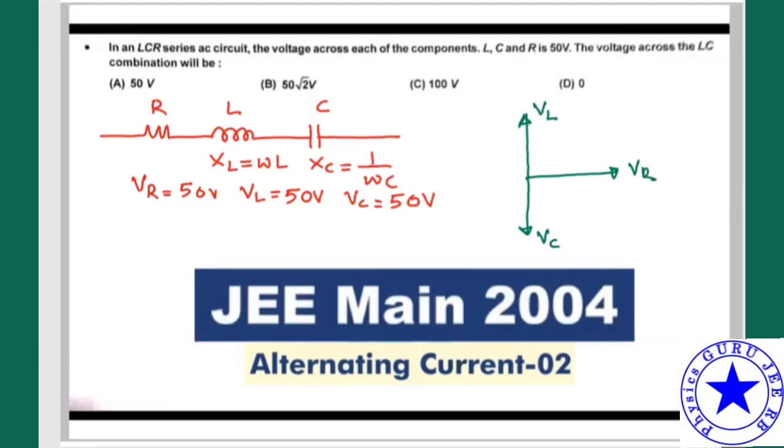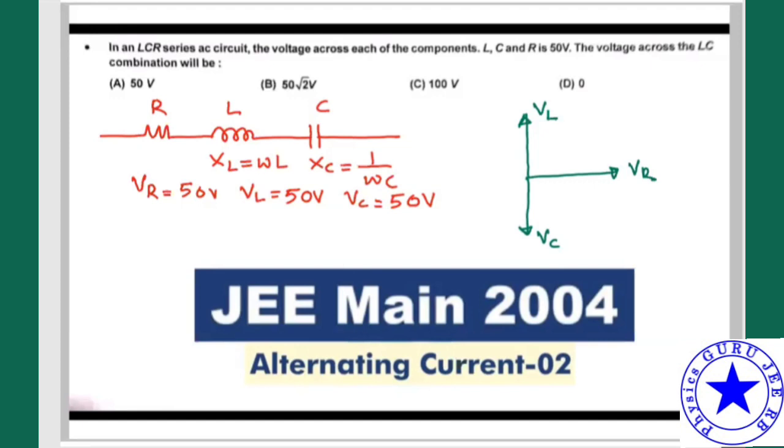Here, VC is 90 degrees lag with respect to current. VL is nothing but 90 degrees ahead with respect to current. So we have VC and VL at a phase difference of 180 degrees. That means, of course, they are opposite in direction.